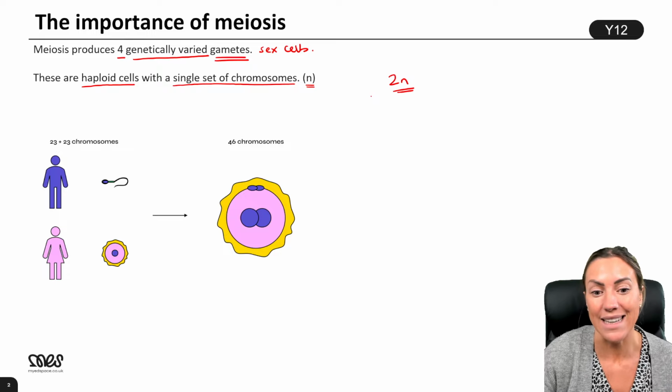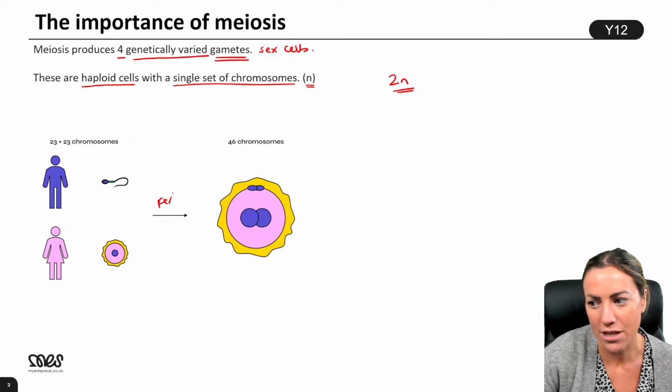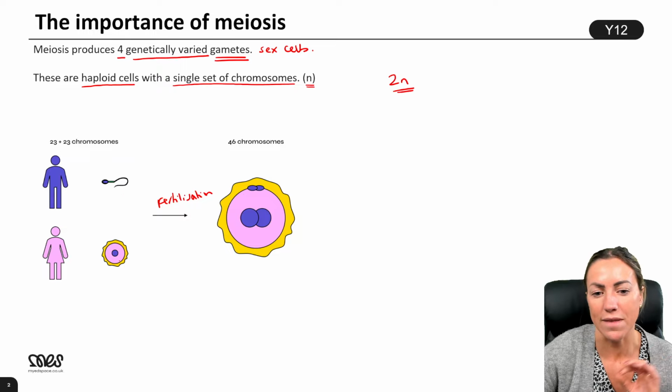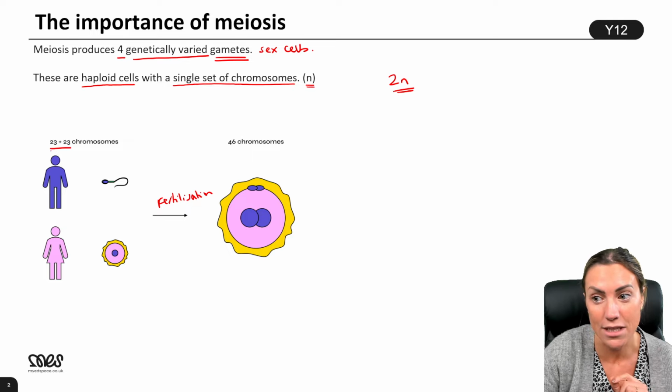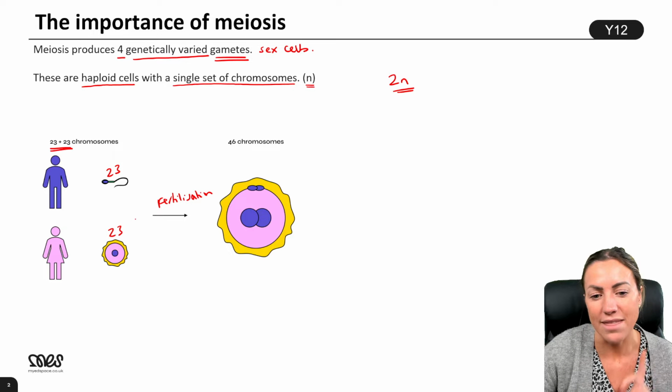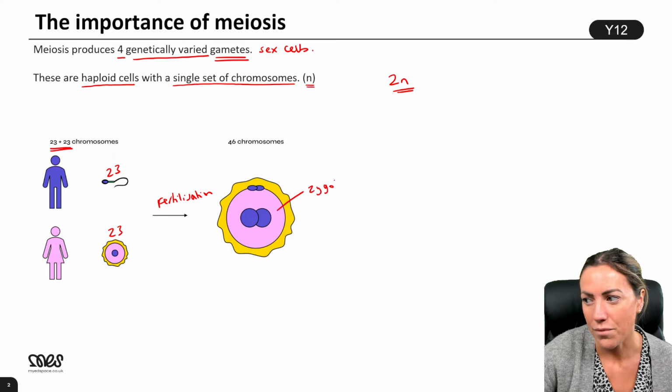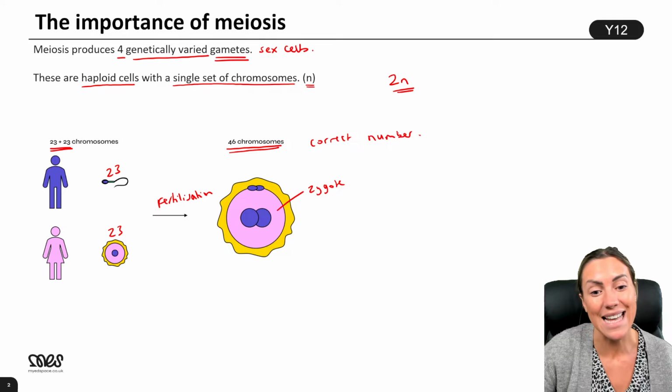Now, why is it important that gametes are haploid? Well, obviously, gametes are used in fertilization. Fertilization is when a sperm cell, the male gamete, fuses with the egg cell, the female gamete. And when they fuse at fertilization, because they were haploid, so in humans they each had 23 single chromosomes, that means that the zygote, or the fertilized egg cell, will have the correct number of chromosomes. So we can say that using haploid gametes will maintain the chromosome number at fertilization.